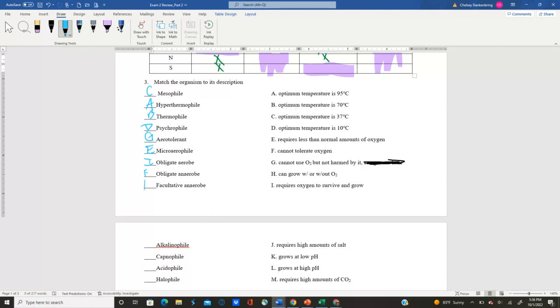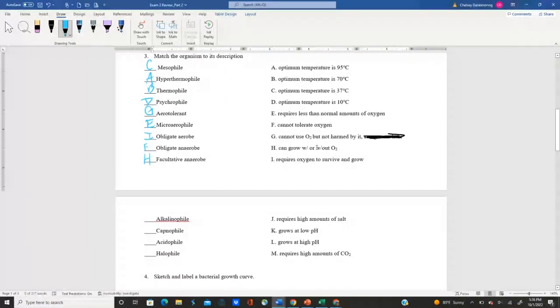So then by default, our facultative anaerobe is 8. Remember, these are our switchers. They're able to grow, which means to divide, in either situation, with or without oxygen. Excellent. All right, so now let's do the last 4. So alkalinophile, which one is that?